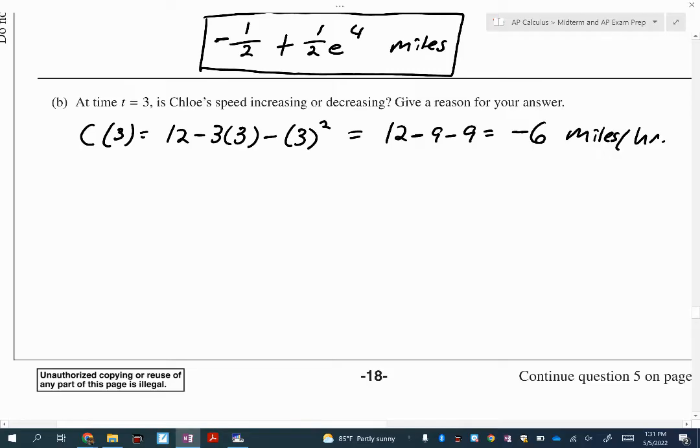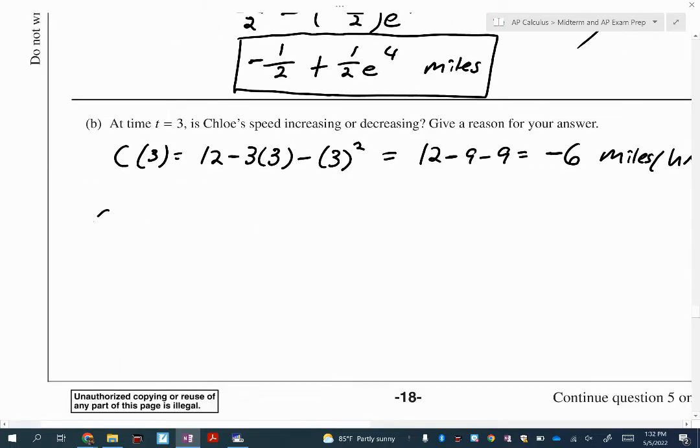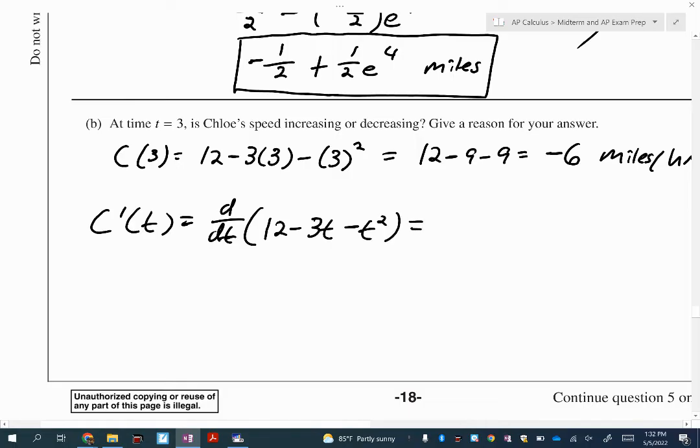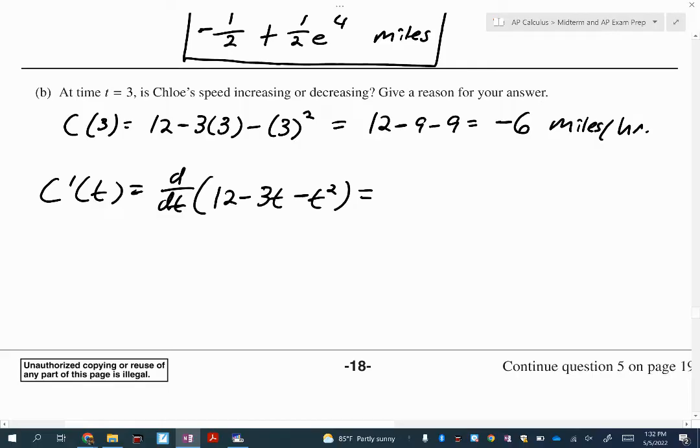Okay. Let's find her acceleration. Now remember, in the world of PVA, where are we right now? We're at V. And how do I get to A, the acceleration? The derivative of it. So I'm going to do the derivative of just this piece, right? So d/dt of 12 minus 3t minus t squared. Okay, so what's the derivative of 12 minus 3t minus t squared? I'd like the minus 2t part. It's going to be -3 minus 2t. Okay?